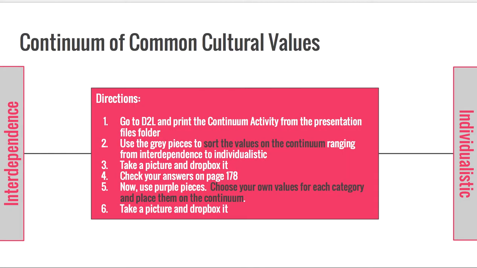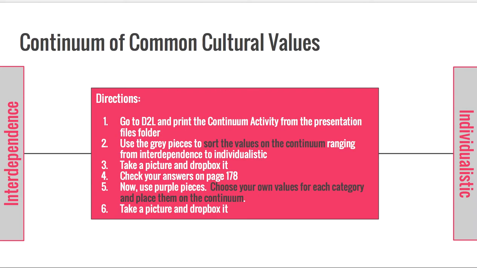Then we have an activity, and this is our first activity for participation this week. You're going to go into D2L and find the continuum activity in the presentation file folder. Then there's 2 kinds of pieces on the continuum. It's page 2. There's going to be gray pieces, and then there's kind of purplish pieces. I want you to first sort the gray pieces and arrange them from interdependent cultures to individualistic cultures.